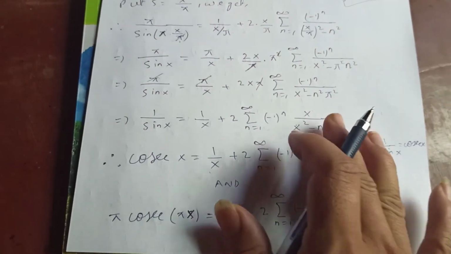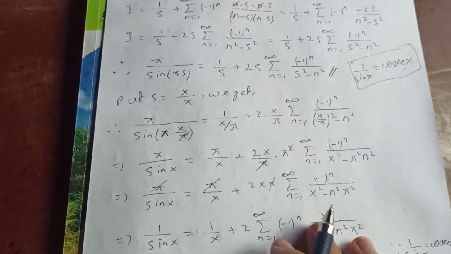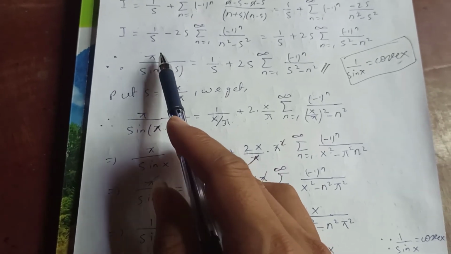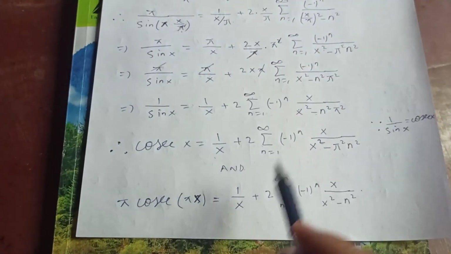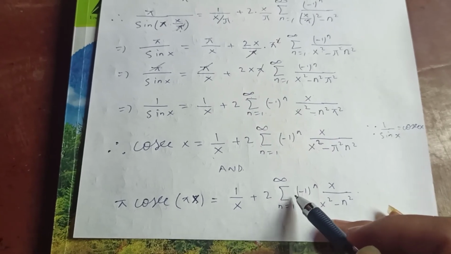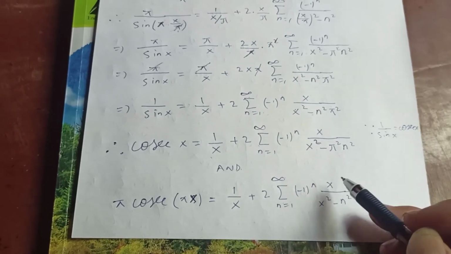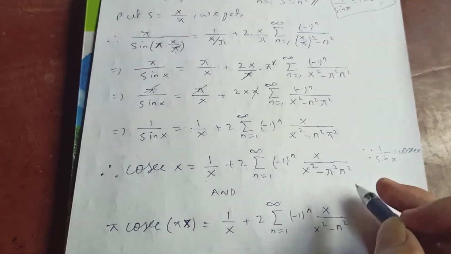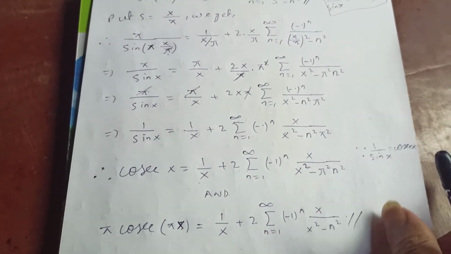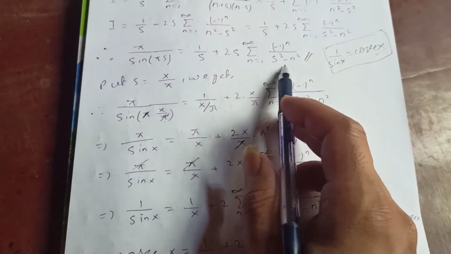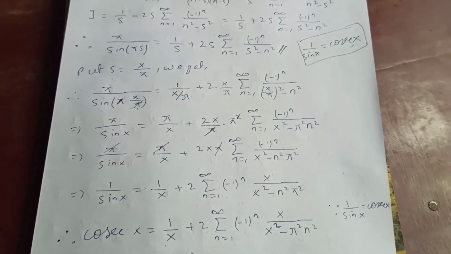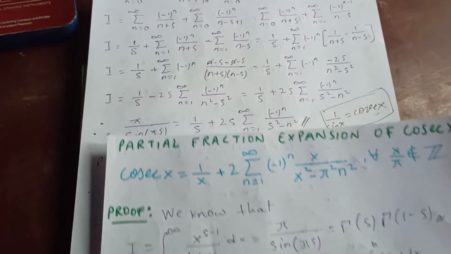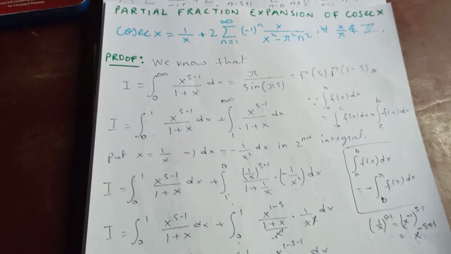Again, pi over cosec pi x, meaning this one, okay? Pi over 1 over sine is nothing but cosec. Pi over cosec pi s is nothing but 1 over x plus 2 times sum from n equal to 1 to infinity minus 1 to the n x upon x square minus n square. Okay, this and this is the same, okay? So this is how I managed to prove the partial fraction expansion for this cosec x, okay?